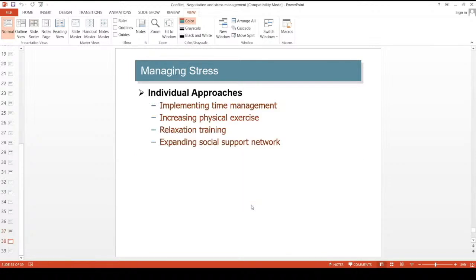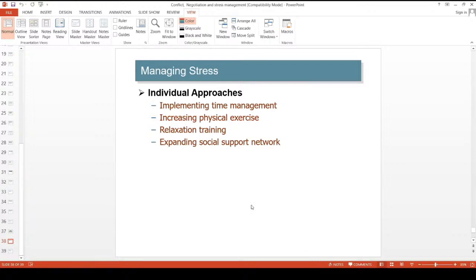Now, how can we manage stress? There can be different individual approaches and different organizational approaches. In order to reduce the stress, you have to manage your time. Time is a very important source of stress nowadays. You always have limited time, and you have a lot of things to do within that particular time. So if you manage your time, you will be able to manage much of your stress.